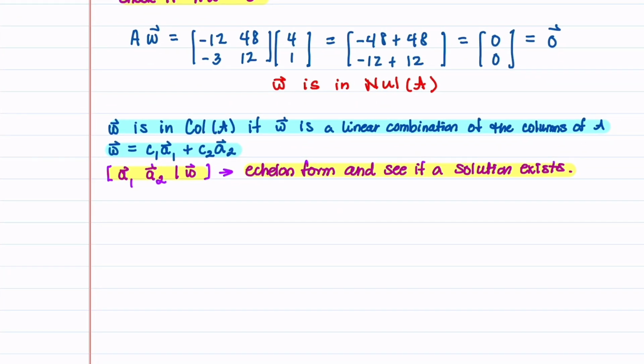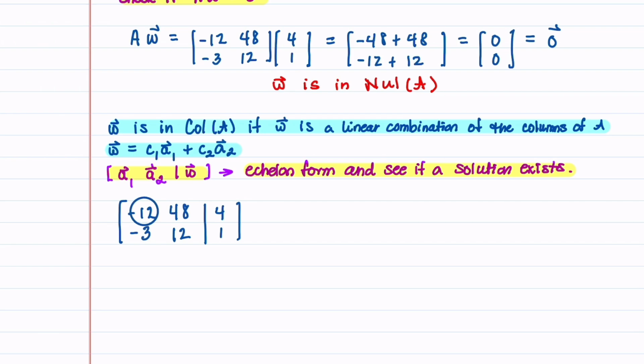I'm going to begin by putting the columns of our matrix on the left. So this is a minus 12, minus 3, and then our second column is a 48, 12. And then on the right, we're going to have our vector W, which is 4, 1. Let's go ahead and circle our first pivot.